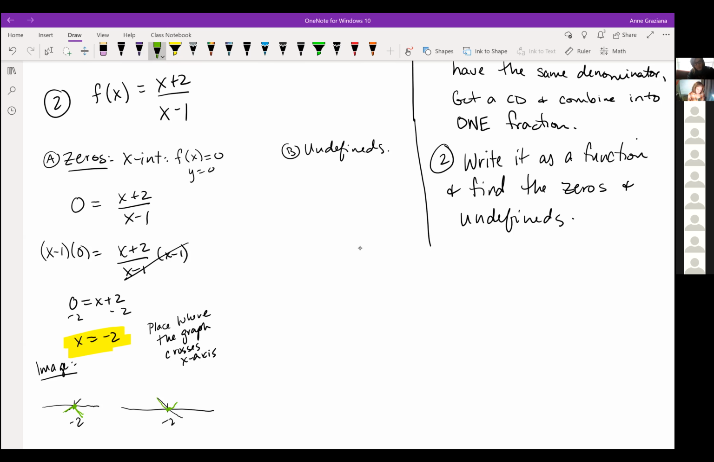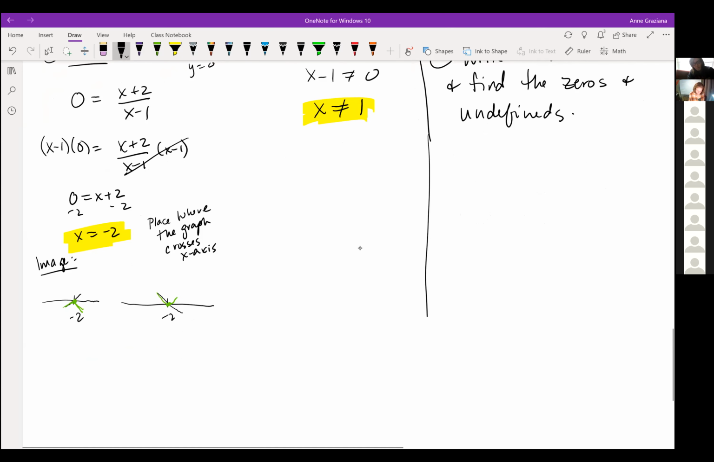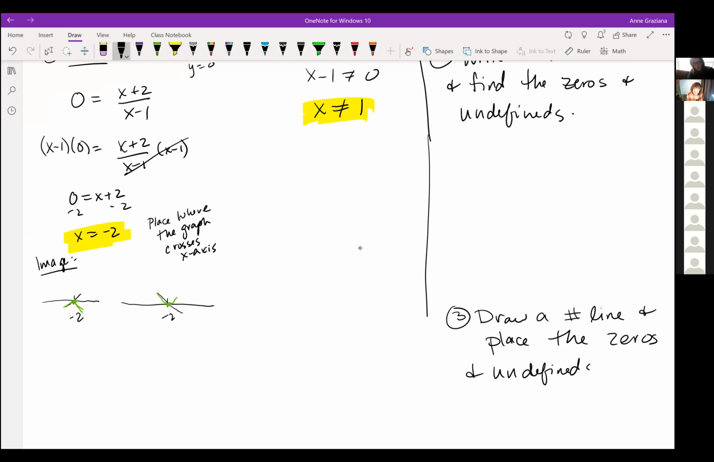Okay. All right, now undefines. That's where the denominator. Okay, remember undefines are where your denominator cannot equal 0. So x cannot equal 1. So there's the 2 pieces of information I need for my sign chart. So step 3 is draw a number line and place the zeros and undefines on the sign chart.